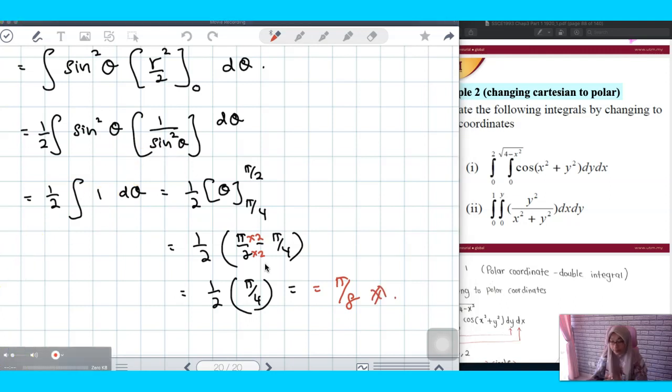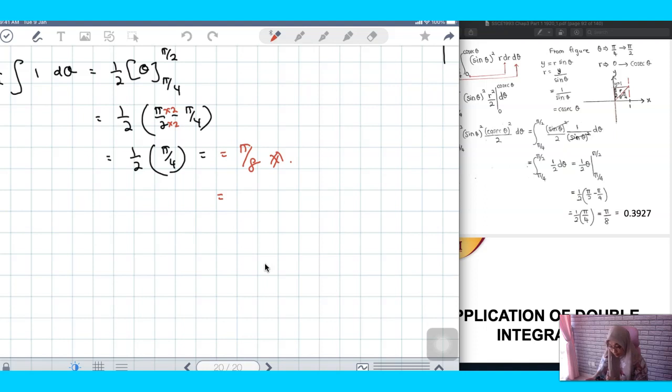If they ask you to leave your answer in 4 decimal places, then you have to evaluate. So you have 0.3927. Okay. Or you can leave your answer in this form, pi, but not a trigonometric function. If there is a sine or tangent, then you have to evaluate. But it is pi, it doesn't matter.